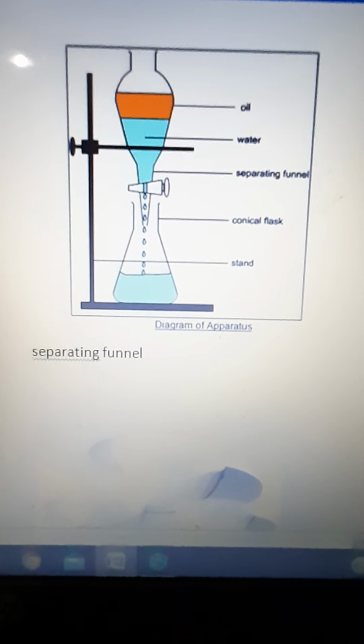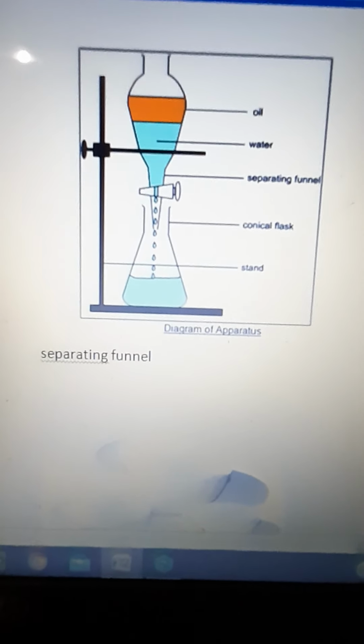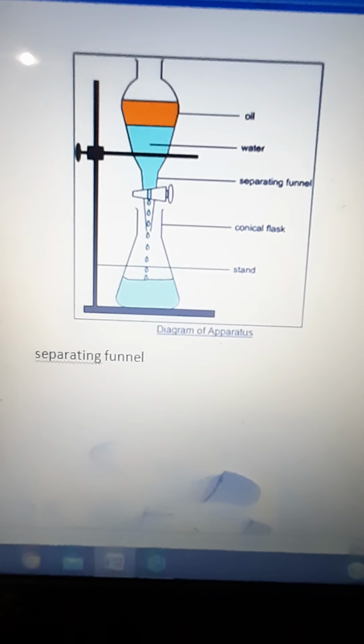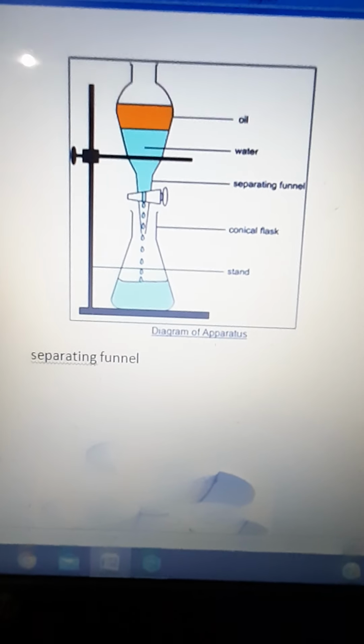This is Chemistry Chapter 1, Introduction to Chemistry, pages 10, 11 and 12. We have been discussing laboratory equipment before. We'll continue on to that. We have done up till the Thistle funnel. Now we are starting the separating funnel.